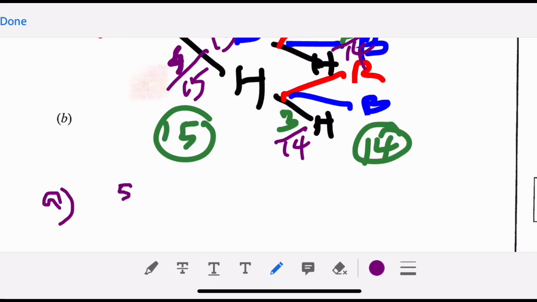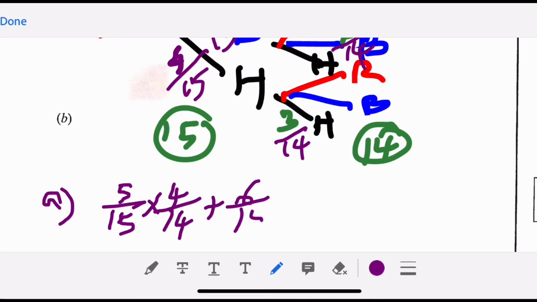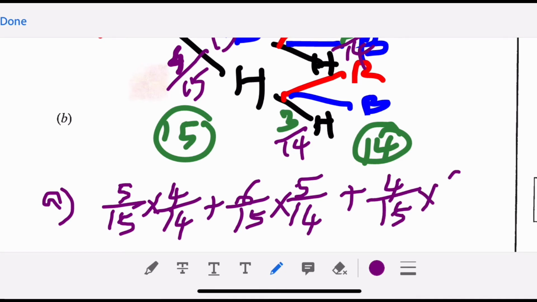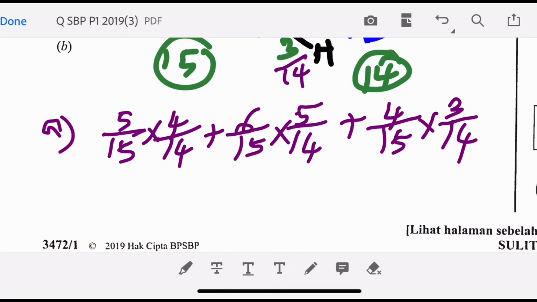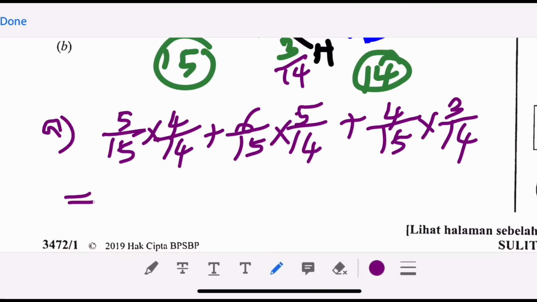Okay, then I just refer to the question. The question wants us to find all the same color. So I just multiply and plus, multiply and plus. Until the black one, you also multiply 4 over 15 times 3 over 14. Alright, and then you add all together. So your answer is, you have to simplify your answer. So I'm sure you can get the answer.